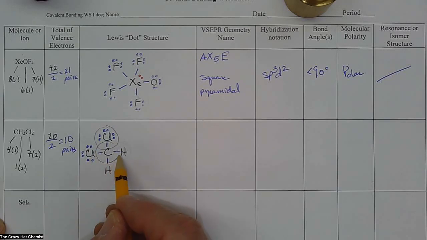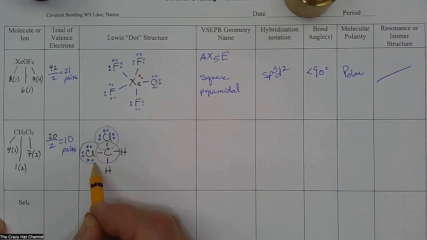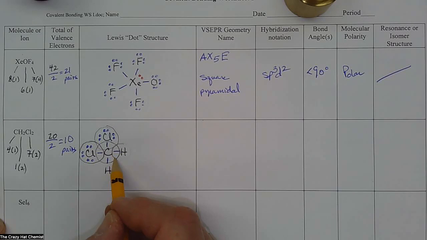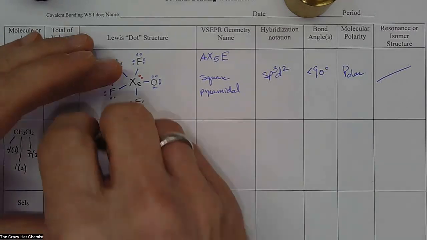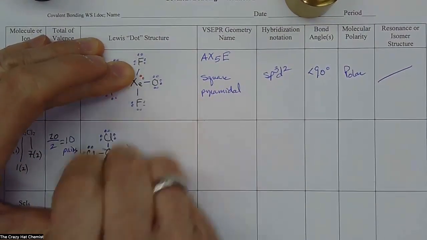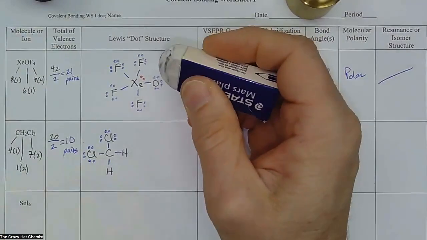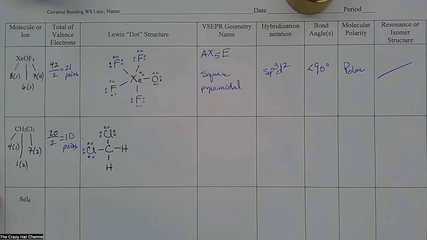This carbon has an octet. This chlorine has an octet. This hydrogen has a duet. This hydrogen has a duet. I do all that circling in my mind. I don't actually physically do those circles. So hopefully that makes sense for you. I'm going to erase all that stuff right there because that's not really correct.